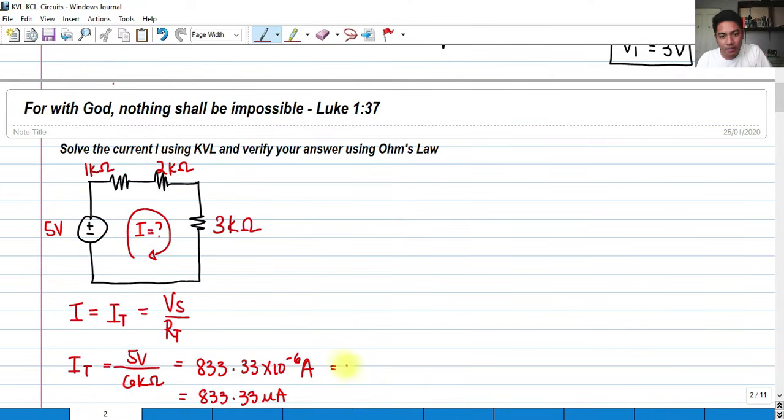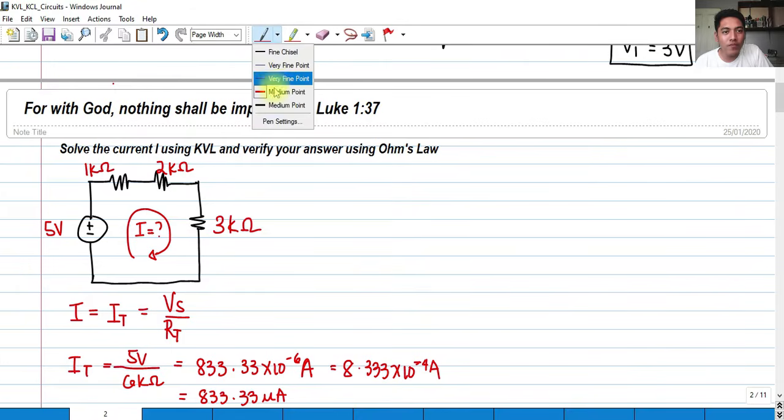Your calculator may give you this answer, 8.333 times 10 raised to negative 4 amperes. That is still correct. This one is equal to this, and these three are all equal to each other. It so happened that this is in engineering notation. You can press the function ENG in your Casio calculator to have it in engineering notation. So the current using Ohm's law, the total current I sub T, is equal to 833.33 microamperes.